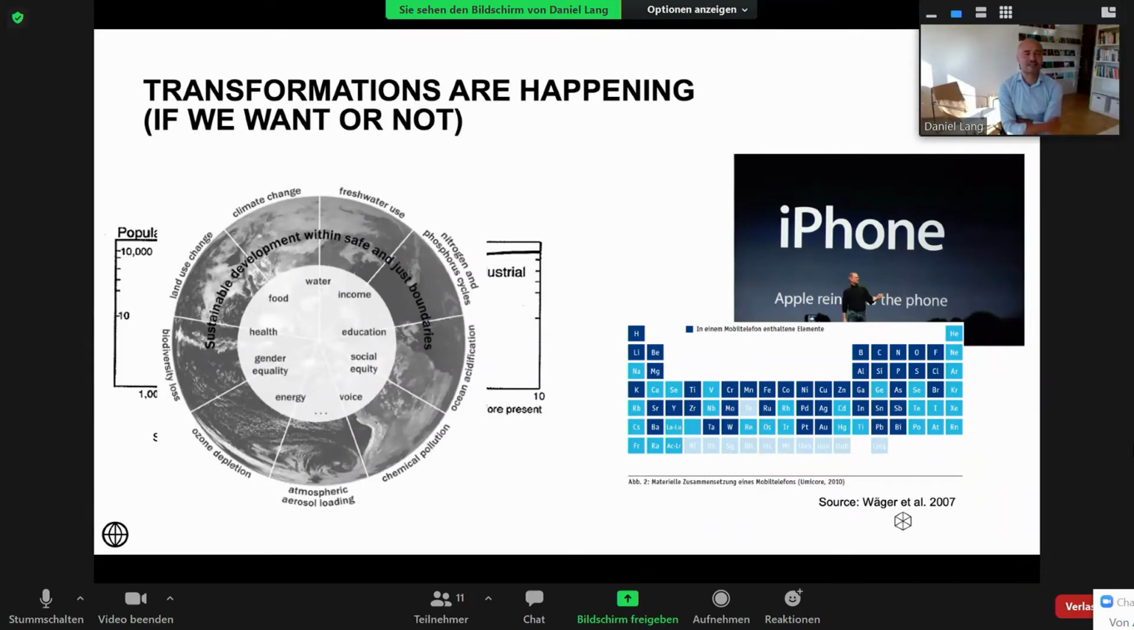The first one is the donut that you might have seen previously by Kate Raworth, who said that we live in a world where we have planetary boundaries, referring to climate change, fresh water usage, or chemical pollution. But there are also limits when it comes to societal interactions, to justice questions. That means that everybody on Earth should have a reasonable income, good education, social equity, etc. And this defines sustainable development within safe and just boundaries.